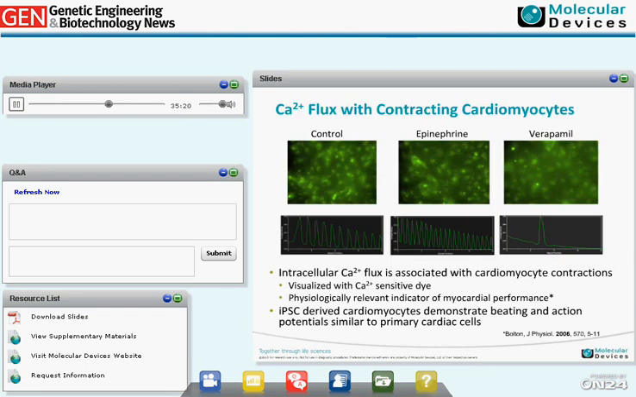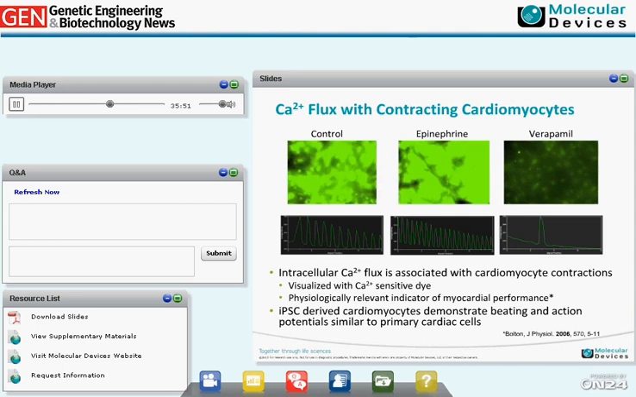So we loaded the cells with calcium-sensitive dyes, and this is a known effect discovered back in the early 90s after Roger Tsien developed the calcium-sensitive dyes, that contracting cardiomyocytes have intracellular calcium fluxes, which can be measured with these sensitive dyes. These have been shown to be physiologically relevant, and we can then use these to do an integration of intensity, and those curves are shown beneath each of the movies.